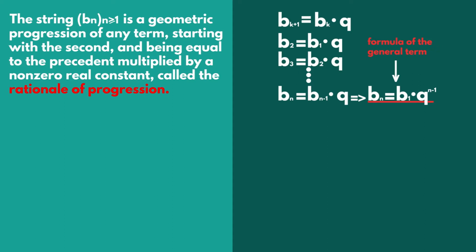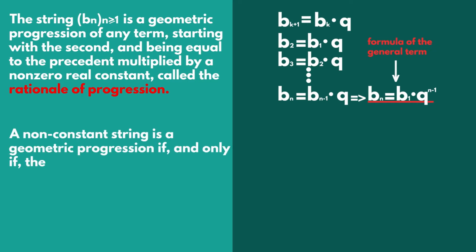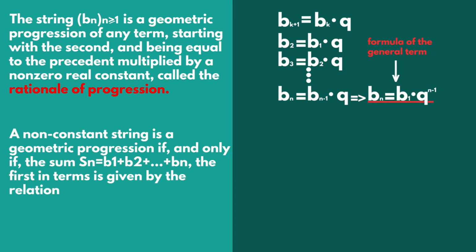With this formula, we can find the number of paper clips produced on any day of the month if we know how much the robot produced on the first day, the first term of the progression, and the ratio, the programming mode. A non-constant string is a geometric progression if, and only if, the sum Sn equals b1 plus b2 plus bn, the first n terms, is given by the relationship. We have the reciprocal of this.